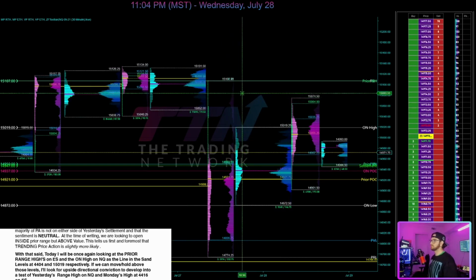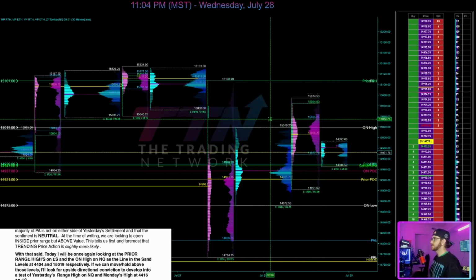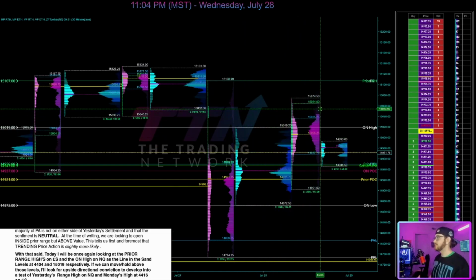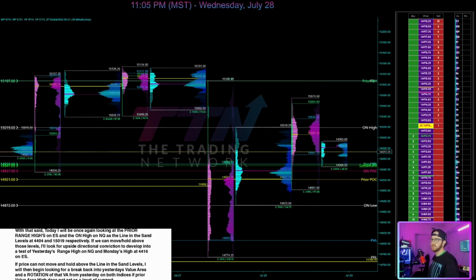So that was another level that I didn't have marked, but a profile area or a profile zone that worked out as resistance today. So if, again, just to reiterate, if we could move and hold above those levels, I was looking for that upside conviction to develop based on the profile open type, but we could not hold above it. So it's that simple. Just play the range until it really breaks with conviction.